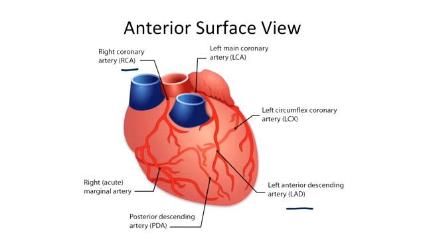Finally, you can see that the LCX goes to the lateral aspect of the heart and wraps around to the posterior aspect. So it should be easy to remember that it supplies blood to the lateral and posterior walls of the left ventricle. Okay, let's follow a drop of blood from the right atrium through the coronary circulation.